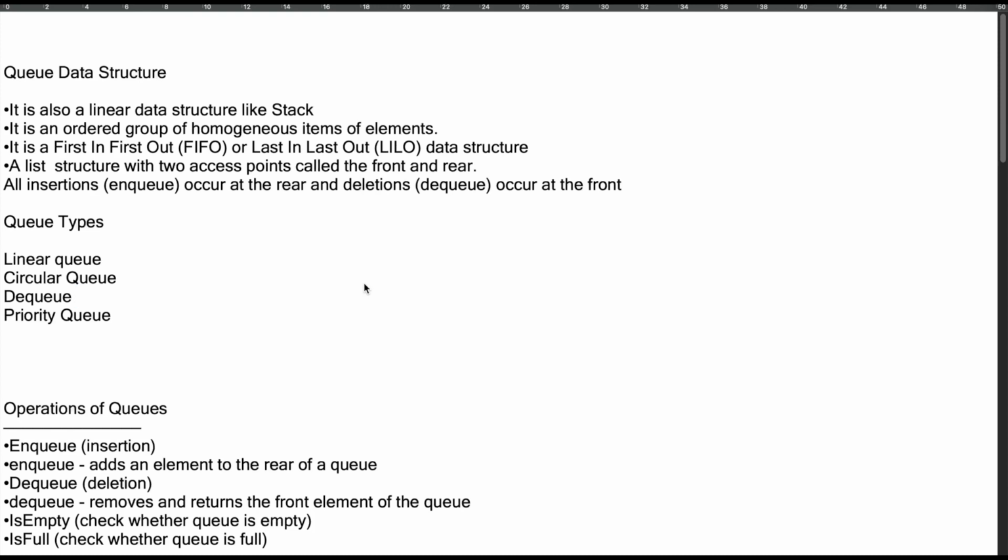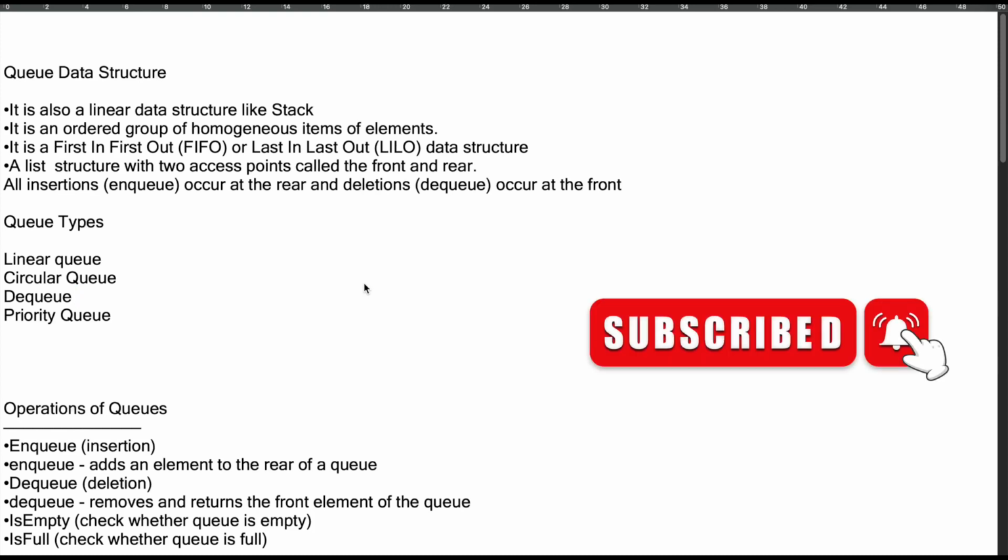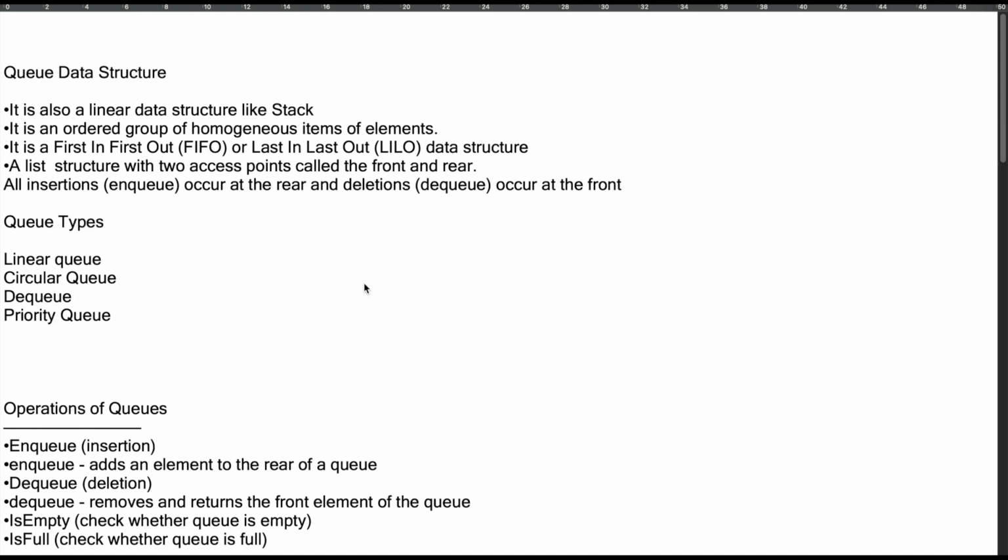Next, it follows the methodology known as first in first out. Otherwise we can also call it last in last out, but better we call it first in first out methodology. What does this methodology tell us? Whoever enters the queue first should come out of that particular queue first. Generally in day-to-day life we see these queues everywhere.